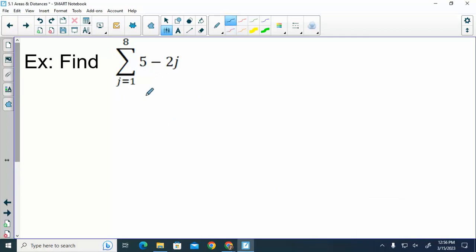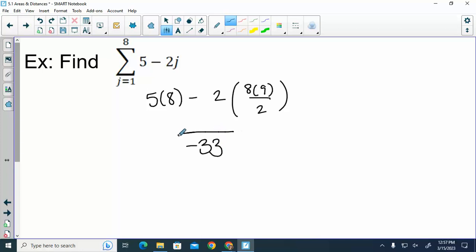So you add up 5 8 times, minus 2, the formula for j to the first, so that would be n times n plus 1 over 2, so 40 minus 72, so negative 32. Yep. Any questions on that one? Okay, let's try the next one.